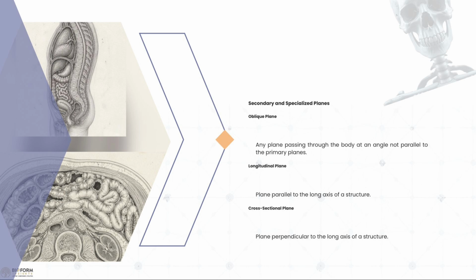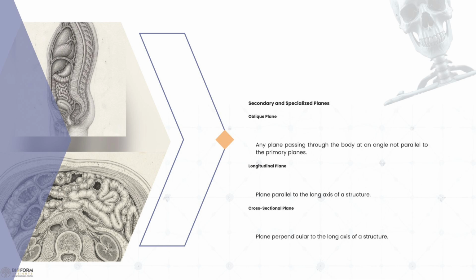1. Oblique plane. An oblique plane is any surface that passes through the body at an angle that is not parallel to the primary sagittal, frontal, or transverse planes. Mechanical significance. Most real-world injuries and complex athletic movements occur in oblique planes. Example, think of a golfer's swing or a pitcher's throw. These are multiaxial movements where the force vector is slanted. When we analyze these, we have to resolve the forces into their primary components, but we describe the path of the motion as oblique.